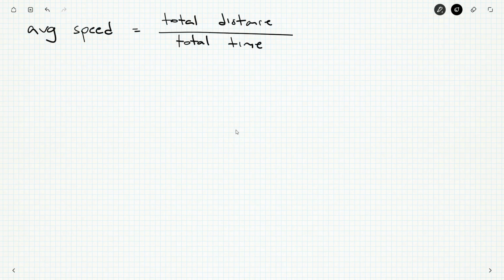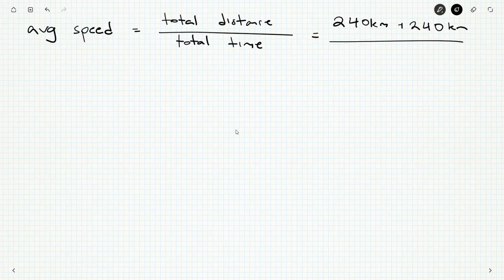Now, she went from her home to Waterloo and then back, so we know her total distance should be 240 kilometers for the way there and 240 kilometers for the way back. So the top number should be 480 kilometers. The question is, what's the bottom number? What's this total time?